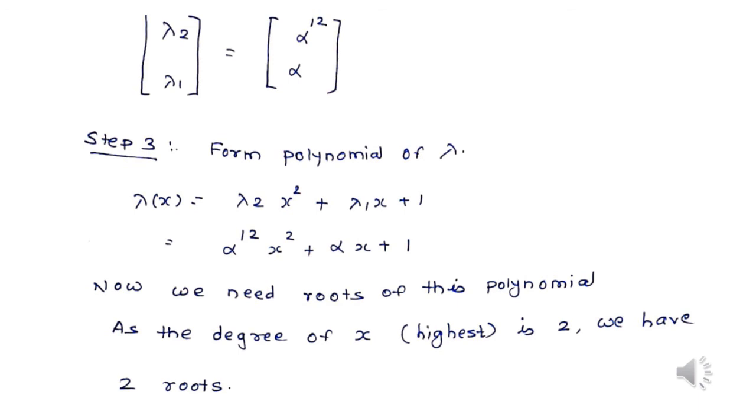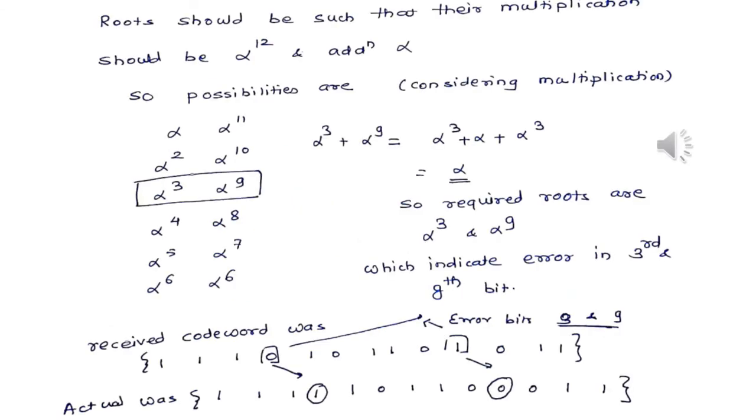Now we need to find the roots of this polynomial. The highest degree of x is 2, so it is a second degree equation. So you will have 2 roots of this particular equation. Okay, so the last point, a very critical point. You want 2 roots such that their multiplication is the coefficient of x square, which is alpha raised to 12, and their addition is the coefficient of x, which is alpha. So what are the possibilities here? Let's consider the multiplication. The multiplication should give you alpha raised to 12. So my combinations are alpha and alpha 11, alpha square and alpha 10, alpha cube and alpha 9, alpha 4 and alpha 8, alpha 5 and alpha 7, and alpha 6 and alpha 6.